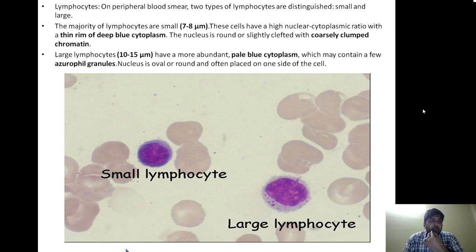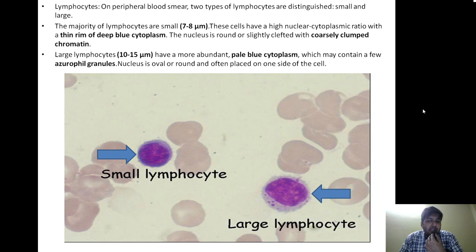Now if you look at the lymphocytes on the peripheral blood smear, two types of lymphocytes are distinguished, small and large. The majority of the lymphocytes are small, as you can see in this diagram, around 7 to 8 micrometer. The size of an RBC is about the size of the nucleus of the small lymphocyte. Remember, these cells have a very high NC ratio and a very thin rim of deep blue cytoplasm, and the nucleus is slightly clefted with very coarsely clumped chromatin.